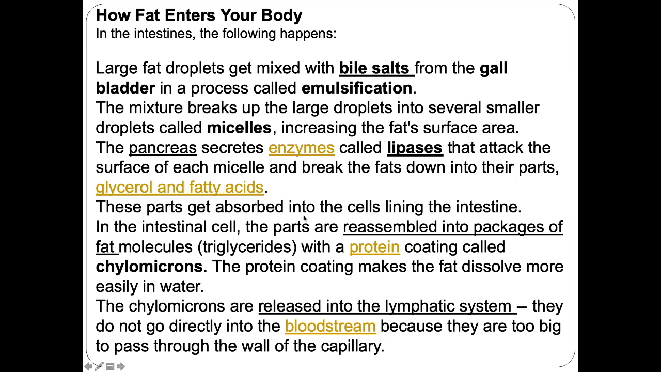These parts get absorbed into the cell lining, and then within the intestinal cell lining, they are reassembled into what we call fat molecules or triglycerides again, and they are coated in a protein. This whole structure is called a chylomicron, and this is what allows the fat to dissolve in your blood and lymph, which is water-based.